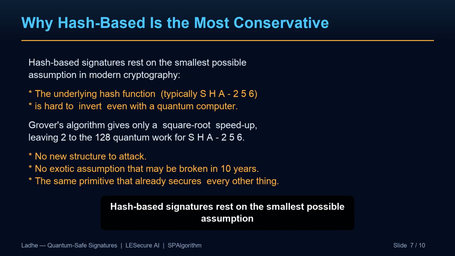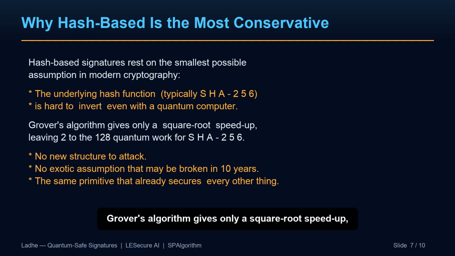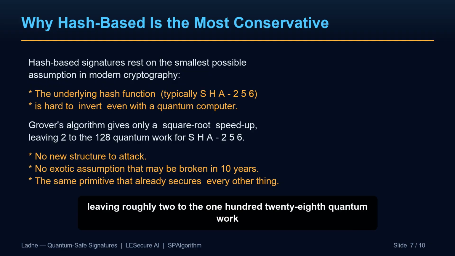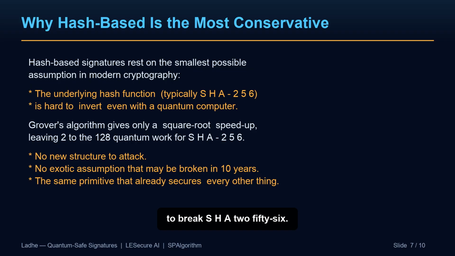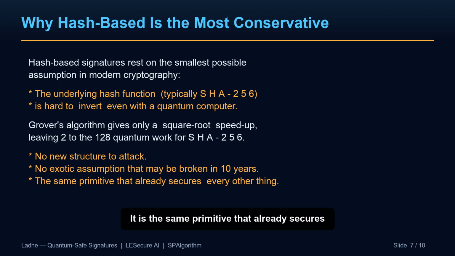Hash-based signatures rest on the smallest possible assumption in modern cryptography, specifically, that the underlying hash function, typically SHA-256, is hard to invert even with a quantum computer. Grover's algorithm gives only a square root speedup, leaving roughly 2 to the 128 quantum work to break SHA-256. There is no new mathematical structure for an attacker to exploit. There is no exotic assumption that might be broken in 10 years. It is the same primitive that already secures almost every other thing on the internet. That is why hash-based is the conservative choice.